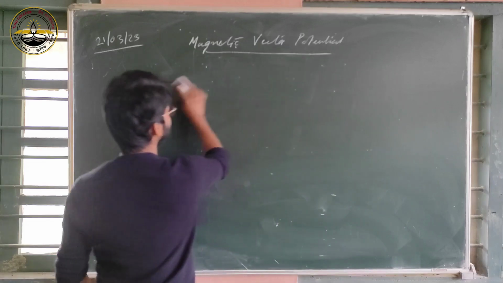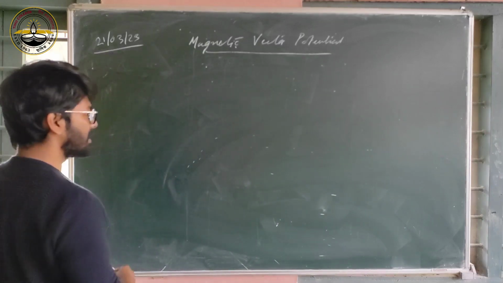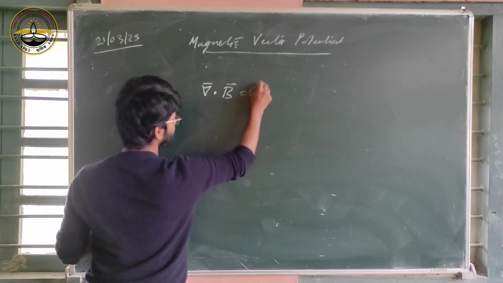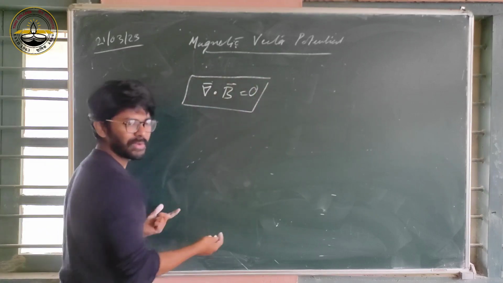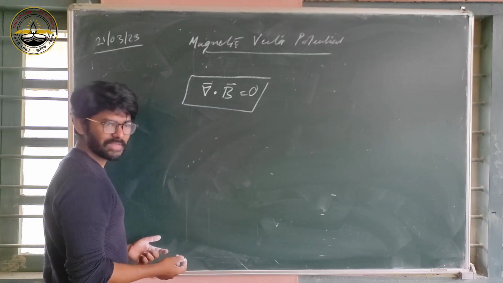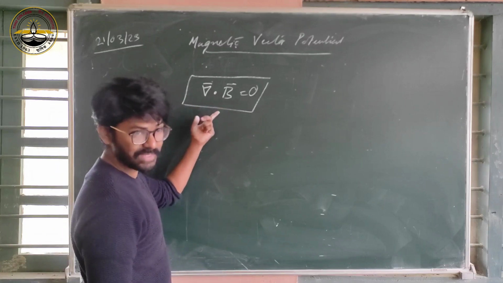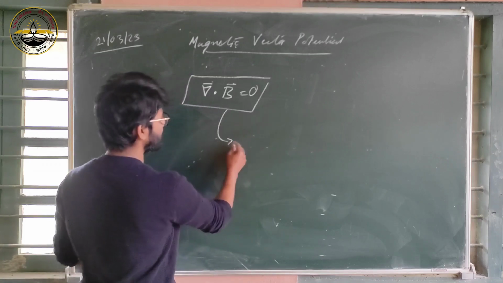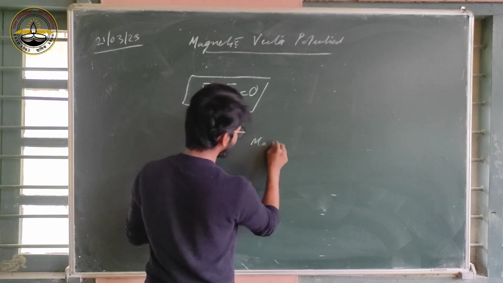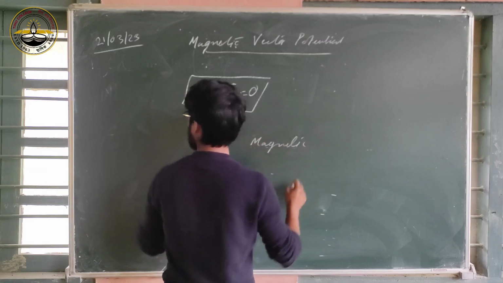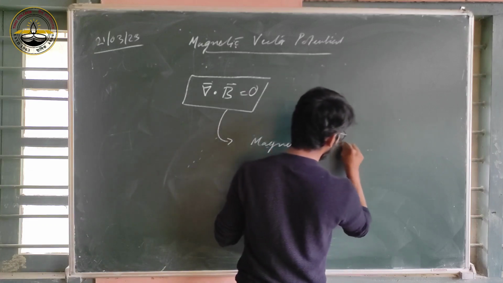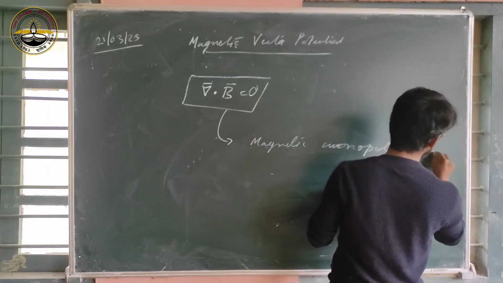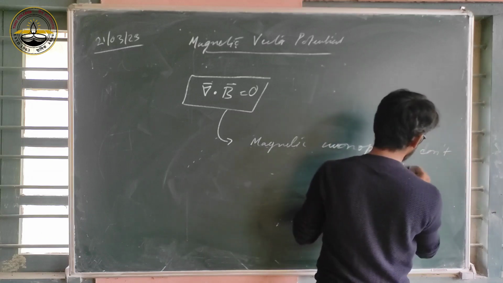Instead, we have something else. We have del dot B equal to 0. This is always true for magnetic field. So the divergence of magnetic field is 0. This means, and it is very important, remember, monopoles don't exist.